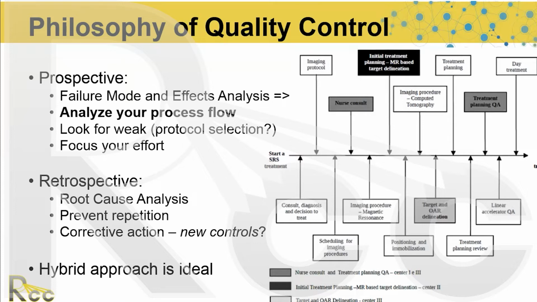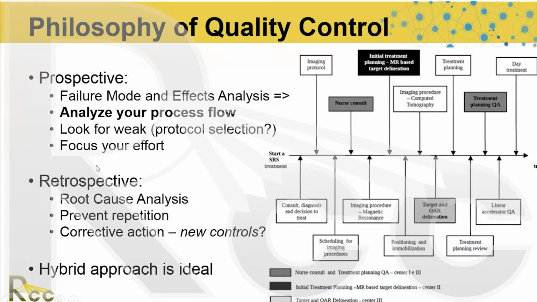So there's two different philosophies of quality control, and they are complementary. There's the one of prospective quality control, where you look ahead. So you do failure mode and effects analysis. This is looking at it before the error occurs, analyzing your process flow, looking for the weak pieces or the weak links, whether that could be protocol selection. Maybe we're using a suboptimal imaging protocol that doesn't allow us to visualize the disease as well as we could. And really, by looking at it ahead of time, we can focus our efforts.